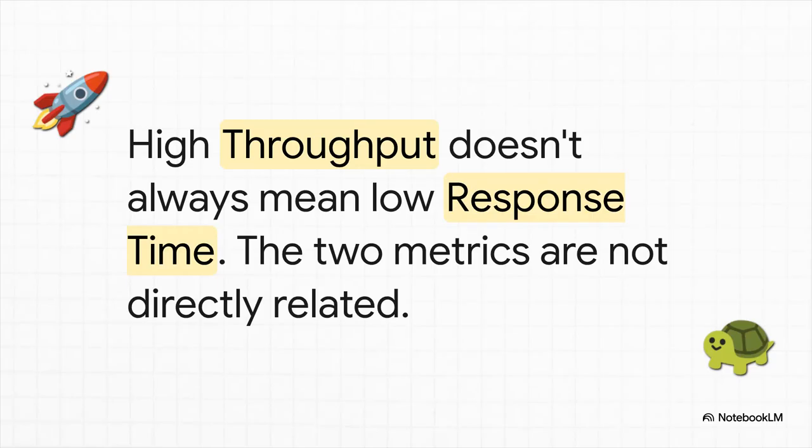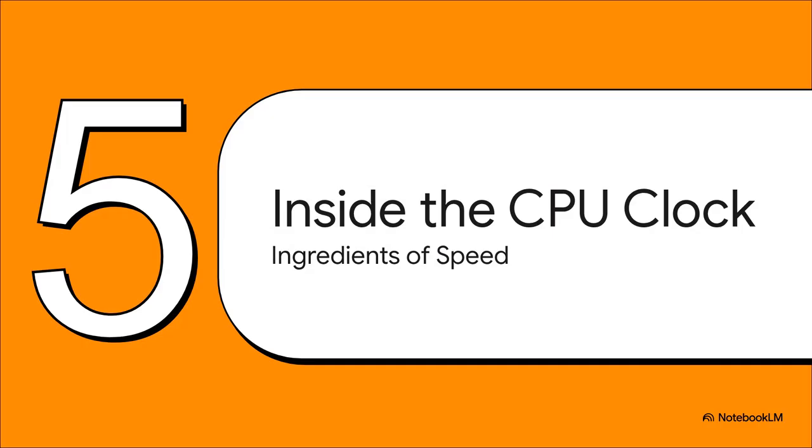So what's the big takeaway here? You can have fantastic throughput even with a really long response time. The two are not directly tied together. And improving one doesn't automatically mean you're gonna improve the other. All right, so for the rest of this, let's focus on what a user feels most directly, response time. How do we actually break down what determines the time it takes for a CPU to complete a single task? Well, it all comes down to three core ingredients.